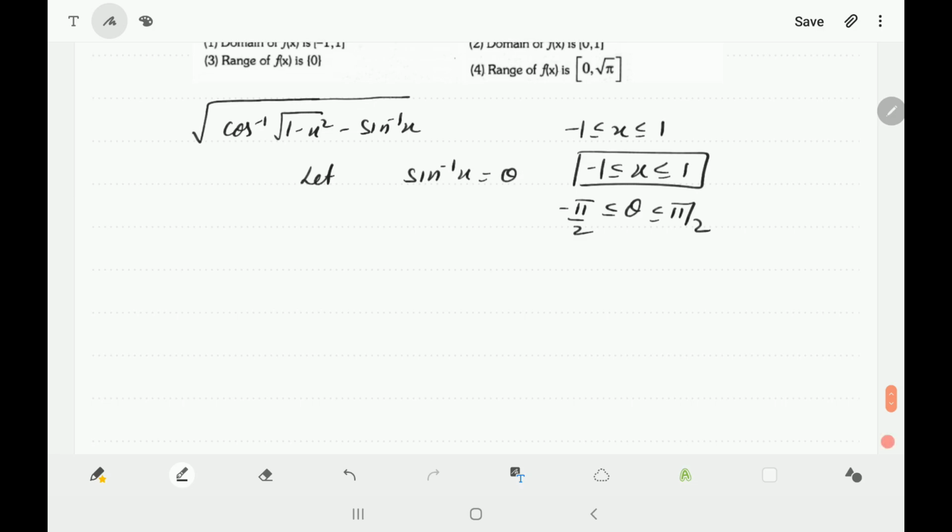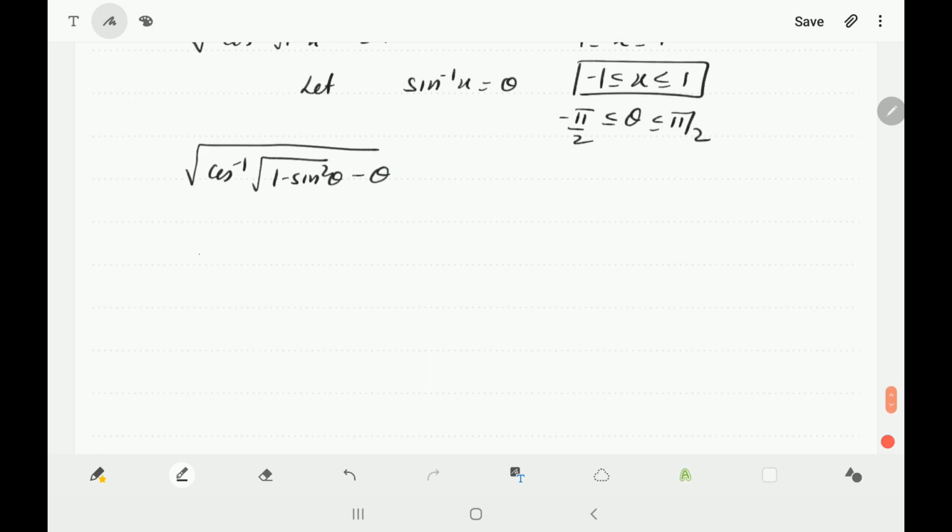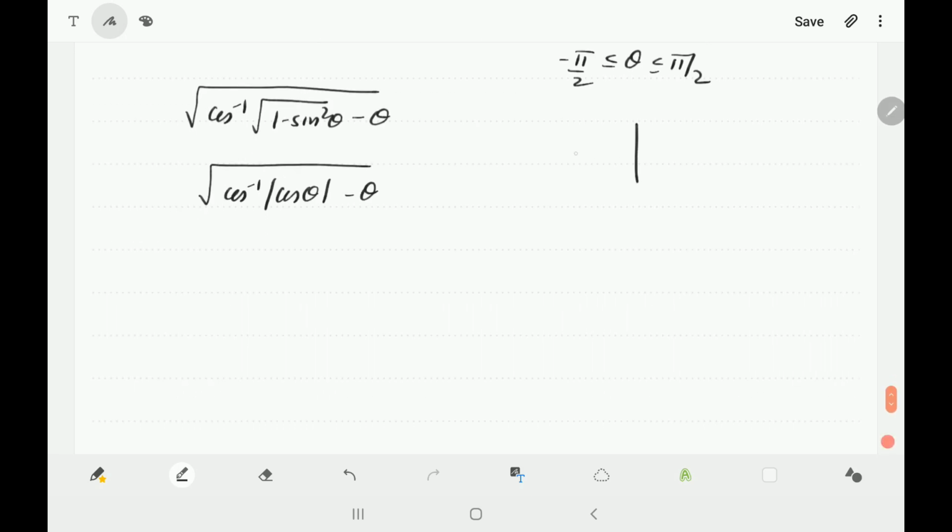Now our expression will become cos inverse of under root of 1 minus sin square theta, minus theta. This expression will become cos inverse of mod cos theta, minus theta. I hope it is clear. Now theta lies in the closed interval minus pi by 2 to pi by 2, and in this interval cos is always positive. If you know the graph of cos theta, it is always positive. So this mod will open up as cos inverse of cos theta minus theta.